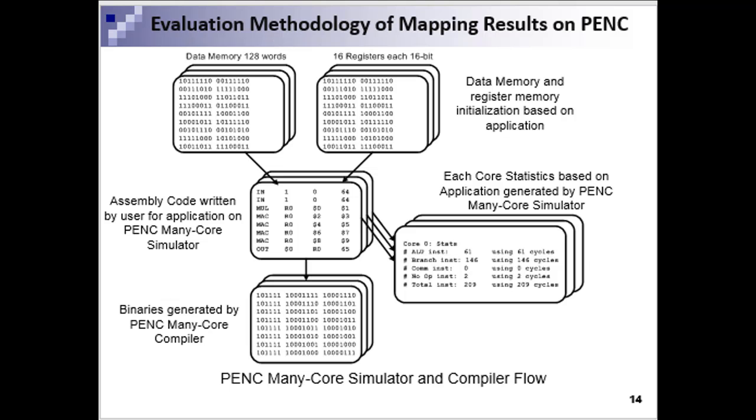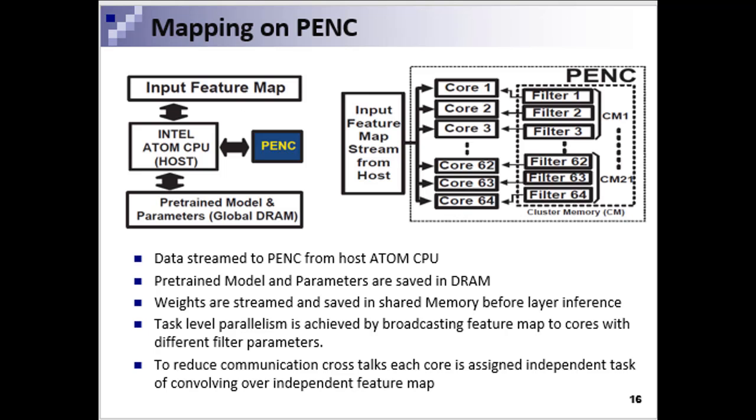Here I'm showing how we can configure our cores. We write the code in custom assembly. There is a many-core compiler that creates the binaries, and we also preload the data. The output is the binaries with which we can configure our cores to do specific task mapping. And these cores are also reconfigurable.